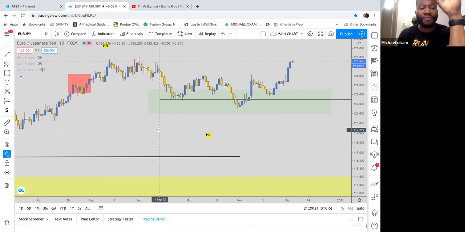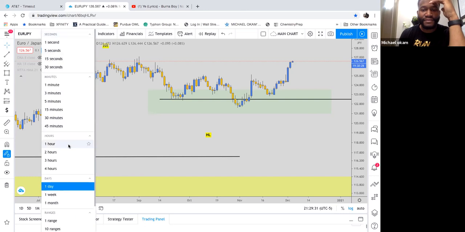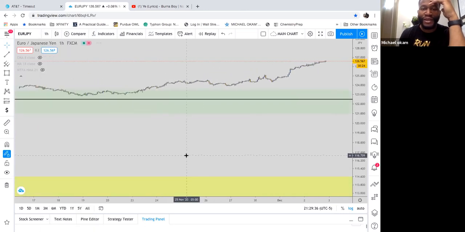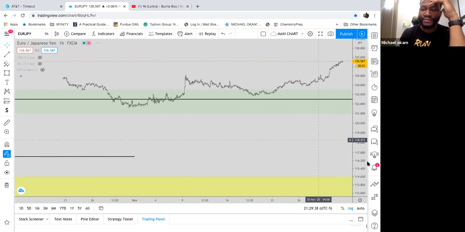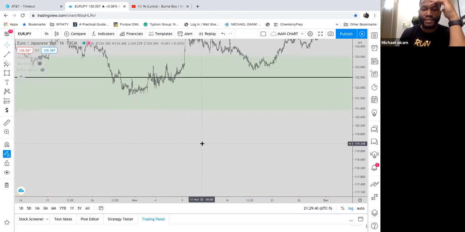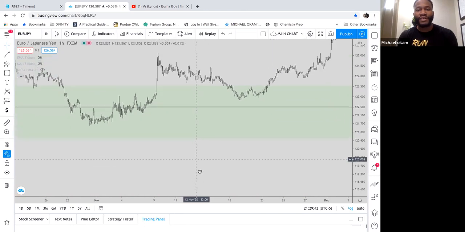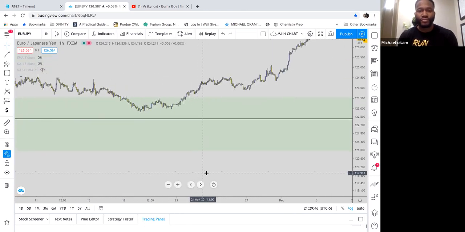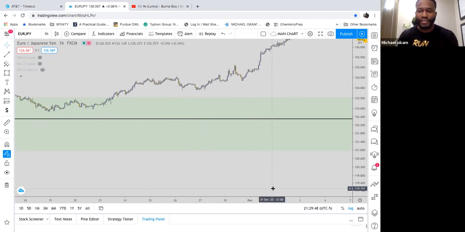Preferably, what I like to do from the daily time frame, guys, is go to the 1 hour time frame. I like to skip the 4 hour. Don't ask me why, I'm gonna explain it. So the 1 hour time frame, what do you think I'm looking for? I'm gonna zoom this out a little bit. What am I looking for in the 1 hour time frame? Structure, right? I'm looking for structure.